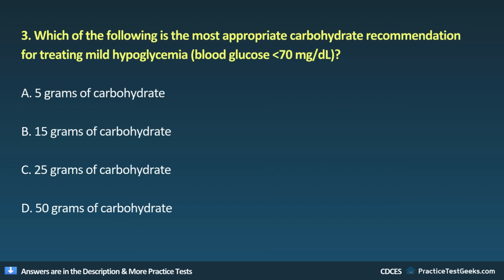3. Which of the following is the most appropriate carbohydrate recommendation for treating mild hypoglycemia, blood glucose less than 70 milligrams per deciliter? A. 5 grams of carbohydrate. B. 15 grams of carbohydrate. C. 25 grams of carbohydrate. D. 50 grams of carbohydrate.